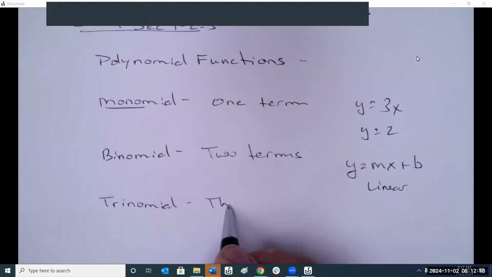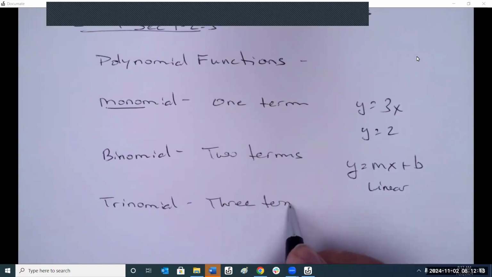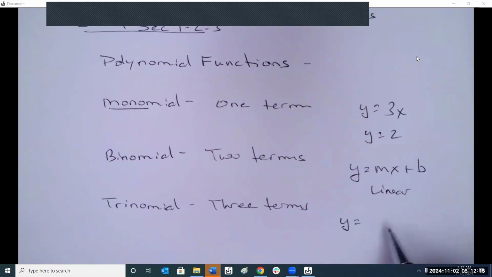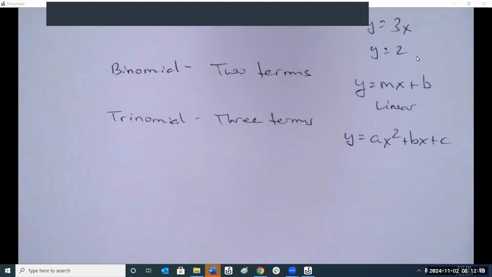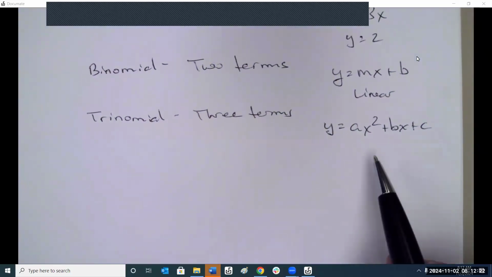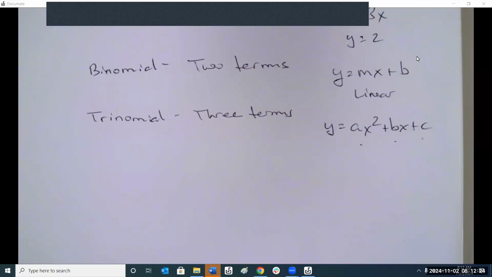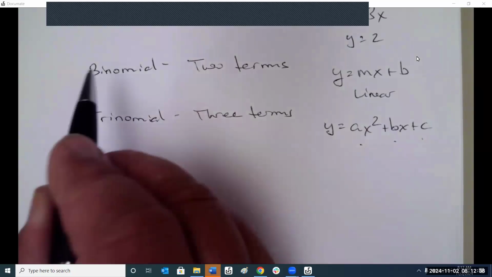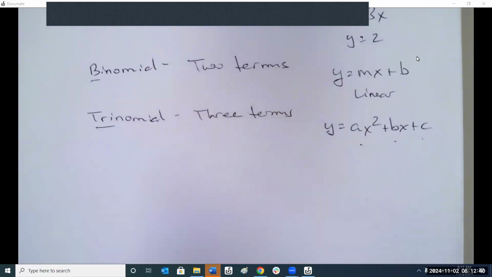Trinomial means three terms. What kind of equation is that? Has three terms. Have we seen this before?